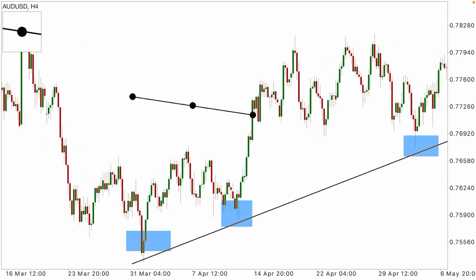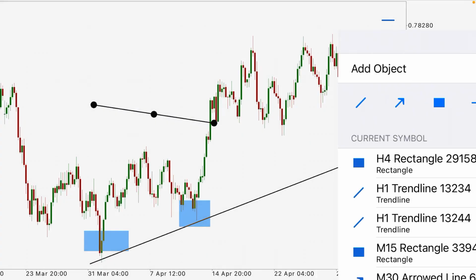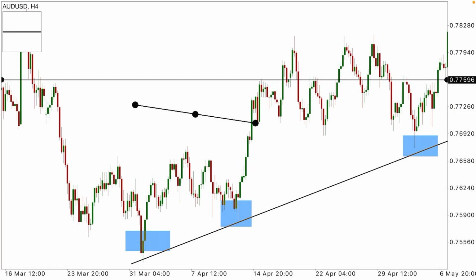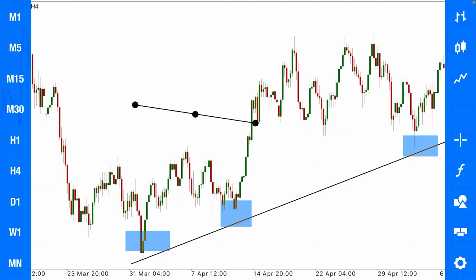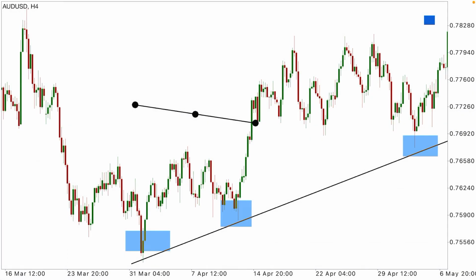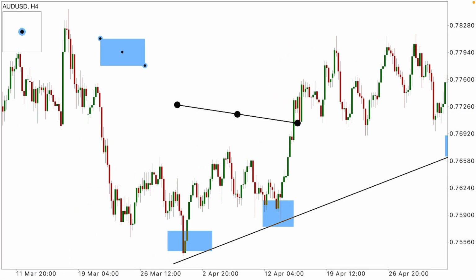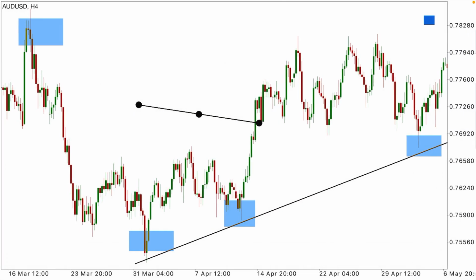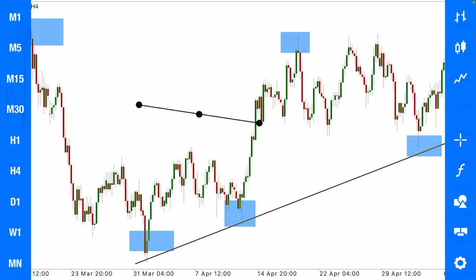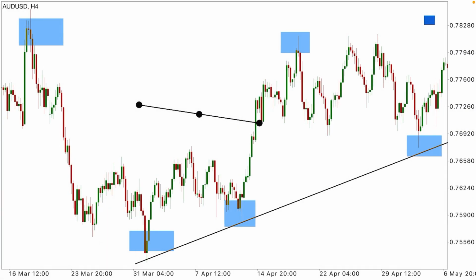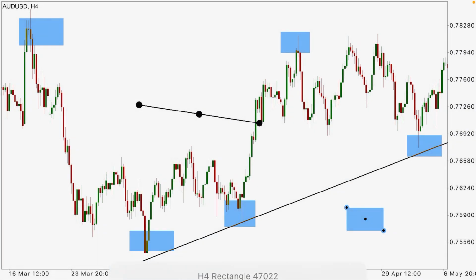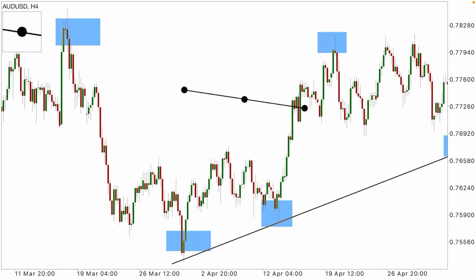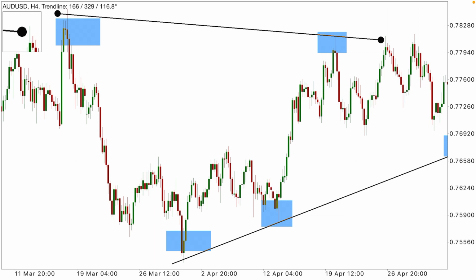Connect 2 points. Let's connect two significant highs. This is a high. This will also be another high. We have connected 2 highs. Now we can draw our trend line. You see, we've connected these two highs.